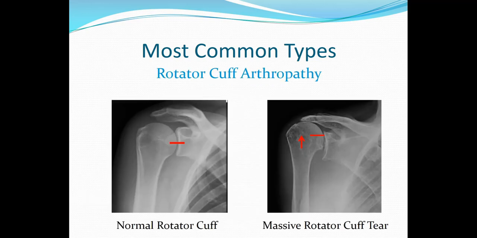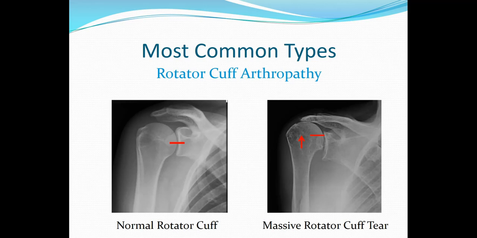Next, we'll talk about arthritis related to rotator cuff tears, or rotator cuff arthropathy. On the left-hand side image, we have a normal rotator cuff, and we can see the ball is nicely centered in the middle of the socket. The X-ray on the right-hand side of the slide shows a shoulder with a massive rotator cuff tear. A chronic rotator cuff tear can get larger and lose its function to keep the ball centered in the socket.